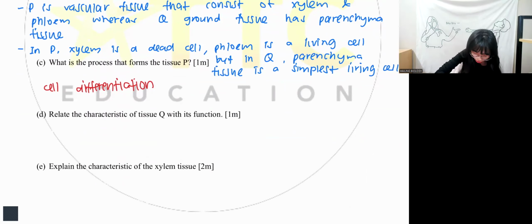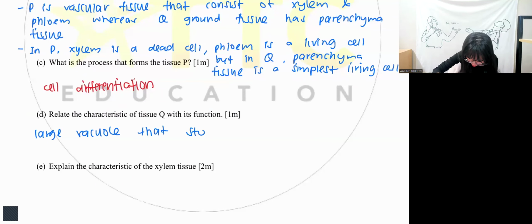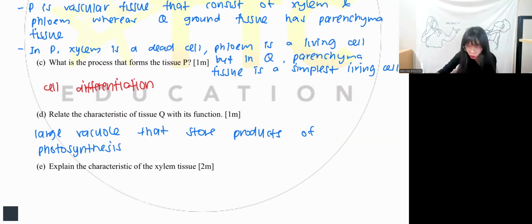If you want to write the easiest one, you can say they have large vacuole that stores products of photosynthesis. Or you can say large vacuole to maintain turgidity of cell. Or large vacuole to maintain turgidity to provide support to herbaceous plant, which is non-woody plant. Non-woody plant uses parenchyma as a support. Non-woody plant means what? They don't carry out secondary growth.